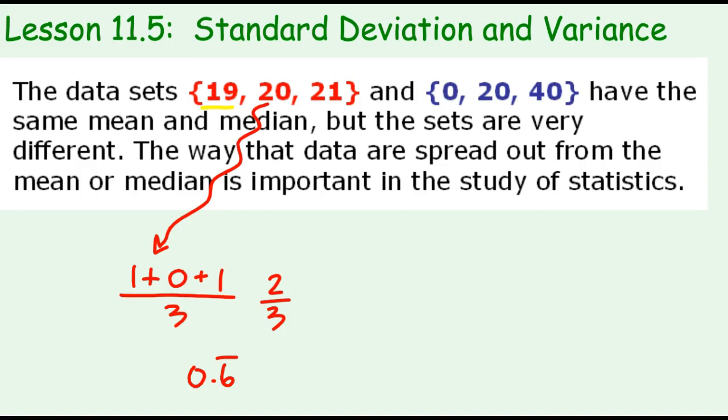Over here, it's going to be a much bigger number, right? So how far is the average distance from the mean here? Well, you'd have 20 plus 0 plus 20, which is going to be 40, divided by 3, and 40 divided by 3 is going to be 13 1/3. So 13.3 repeating is about on average how far each element is from the mean here.